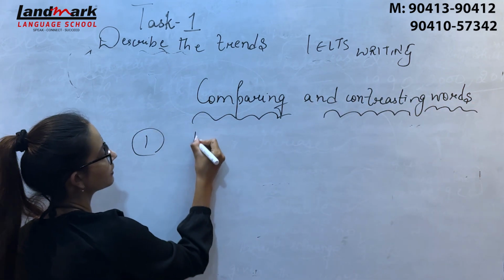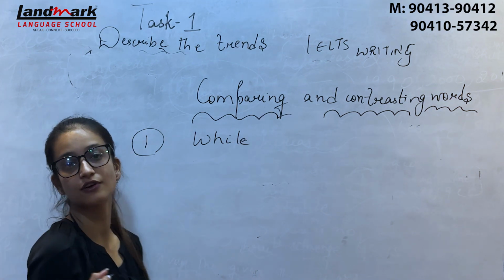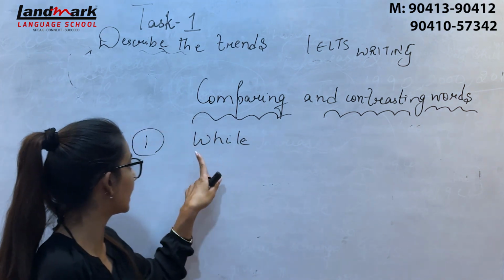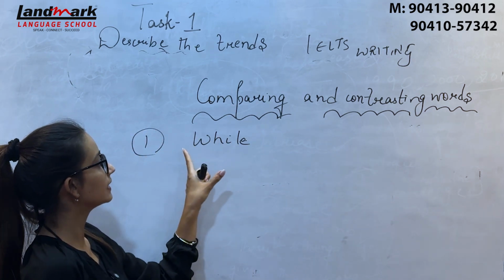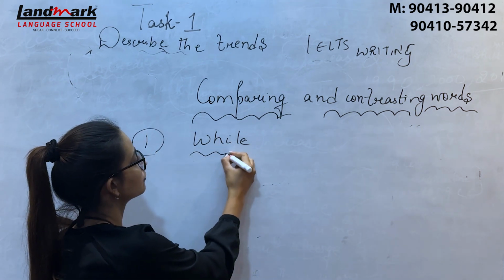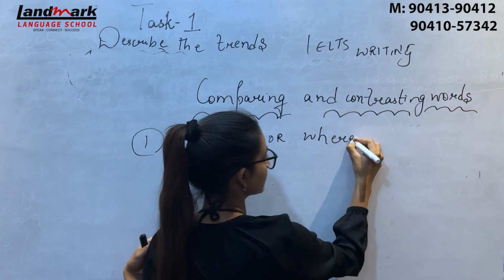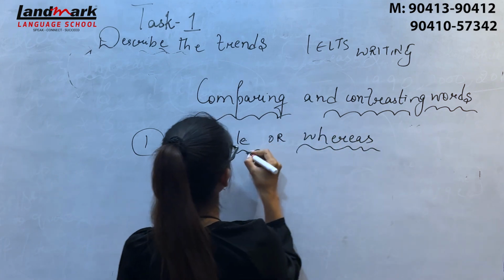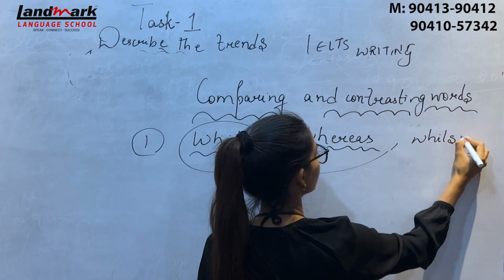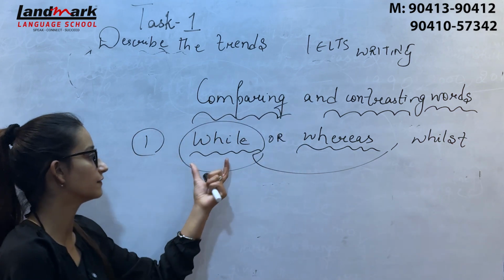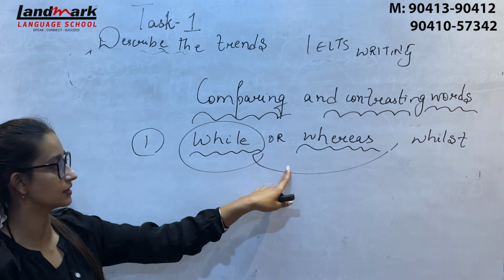So the first word is "while". The figures of Australia increased while the figures for Canada decreased. So, instead of "and", we are going to use "while", or another word is "whereas", and we can also use "whilst". But make sure we should not put a comma after these. Always the comma is before these comparing words, right?